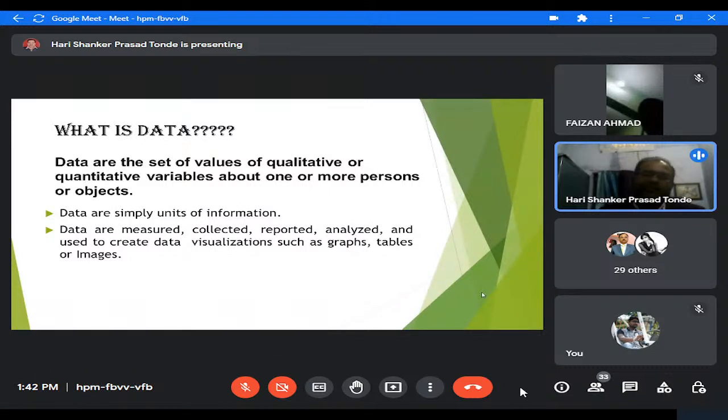Why? Because qualitative means something in the form of graphs, pictures, or images, and not in numeric values. But quantitative means the thing which is in numbers, some numerical values you have to identify, which come when we are collecting the data. Data are measured, collected, reported, analyzed, and used to create data visualizations such as graphs, tables, or images.